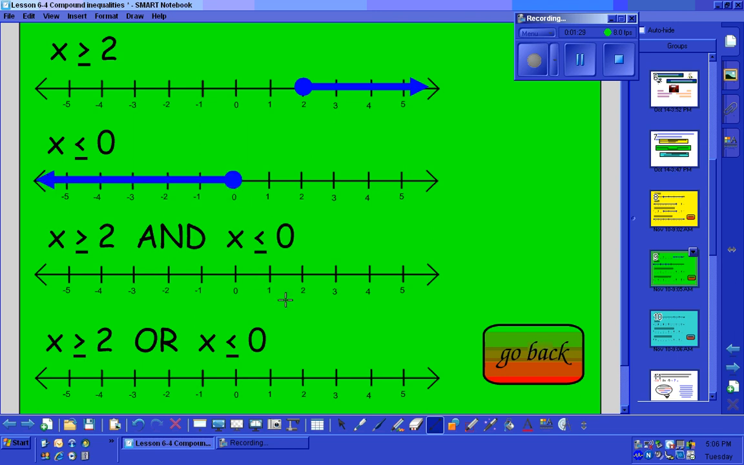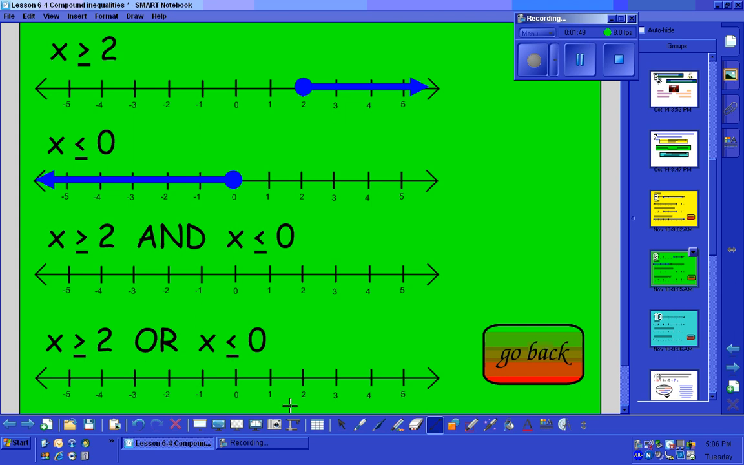Now, this time when we consider the word "and," notice that there aren't any points that can be found on both lines. The points on the left are only found on the bottom line. The points in the middle aren't on either, but the points on the right are only on the first line. Our solution here would be a blank graph.